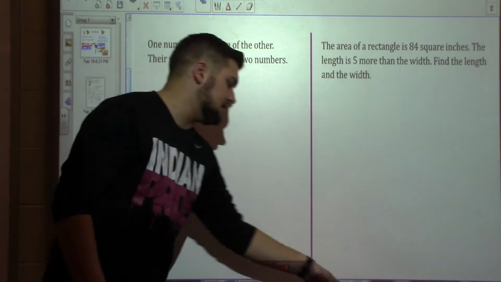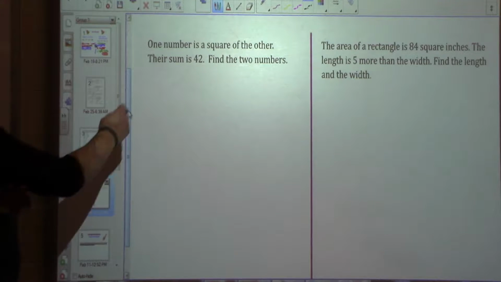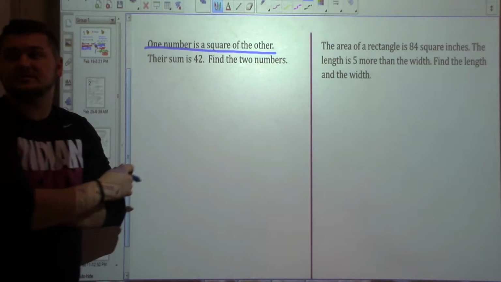So our first one, it says, one number is the square of the other. Their sum is 42. Find the two numbers. Anyone have a clue how to set this up? Well, let's break it down. One number is the square of the other. Violet, what do you think that means?